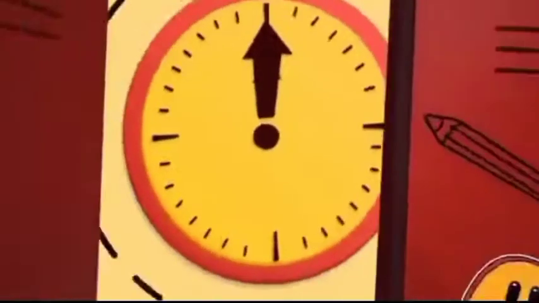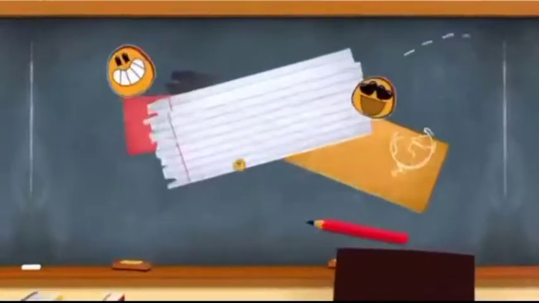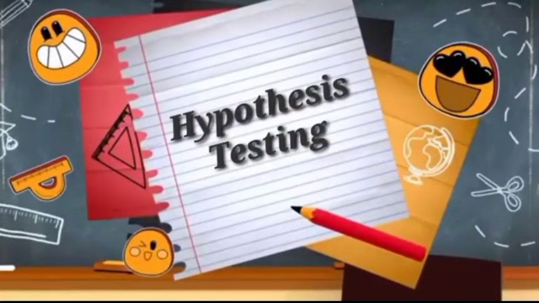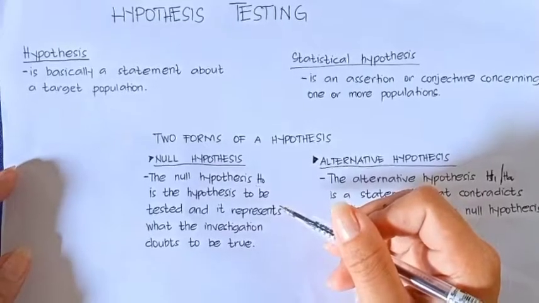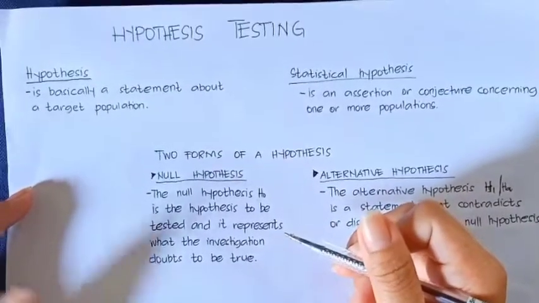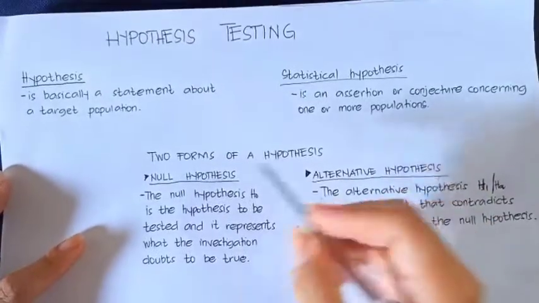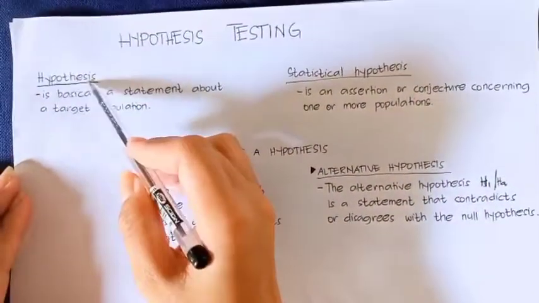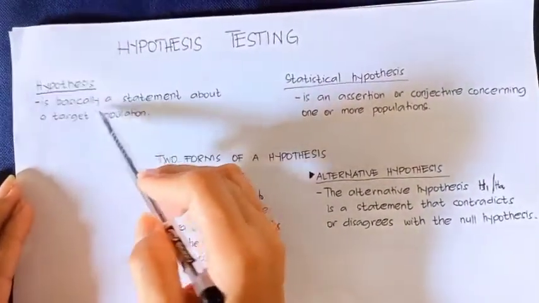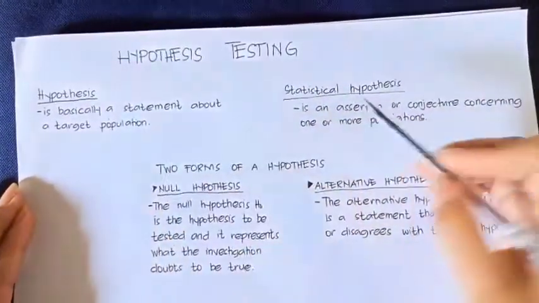Today we're going to have a tutorial about null and alternative hypotheses on hypothesis testing. Let us know first how to formulate and write the null and alternative hypotheses. Let us also know first about hypothesis. Hypothesis is basically a statement about a target population.